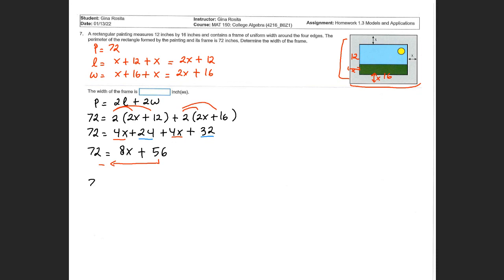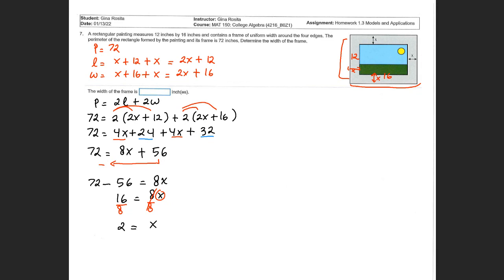So we can write down 72 minus 56 equals 8x. Our goal is to find x, yeah? So now we just solve first 72 minus 56. The answer is 16 equals 8x. To find x, we divide by 8, divide by 8. So 16 divided by 8 is equal to 2. So x equals 2. Now we can plug in.